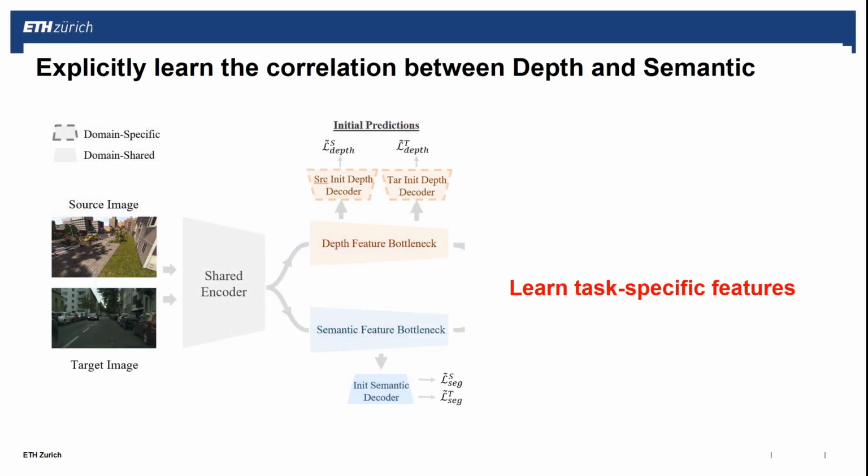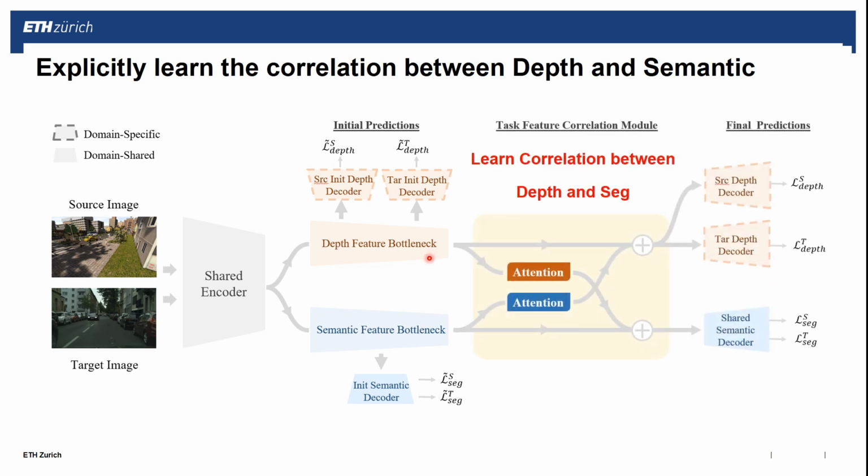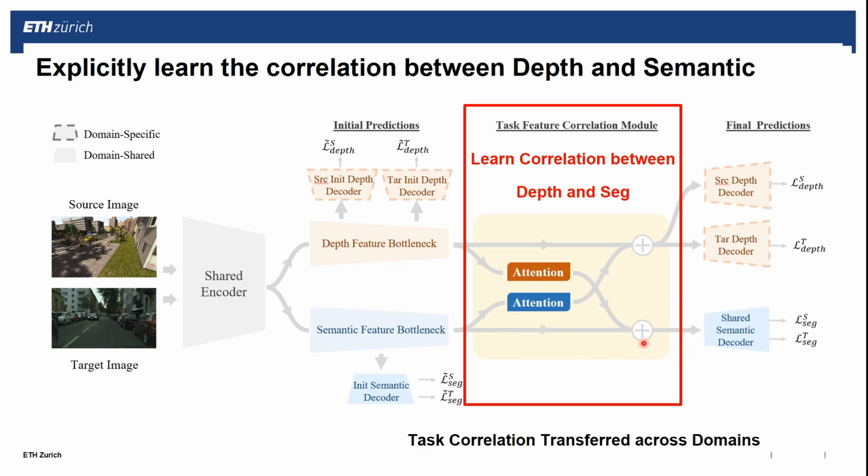We first learn the task-specific features by using initial prediction heads for semantics and depth. We have a shared semantic decoder for both domains and two individual depth decoders. When the task features are ready, we make use of two attentions to capture the mutual relationship between depth and semantics. This attention captures the complementary information from the other modality and ignores irrelevant information. The learned correlation is then shared across domains. Given the distilled features, we use a shared semantic decoder for both domains to perform the final predictions, and the depth decoders for the two domains remain independent.